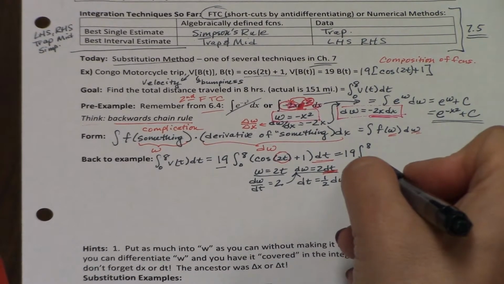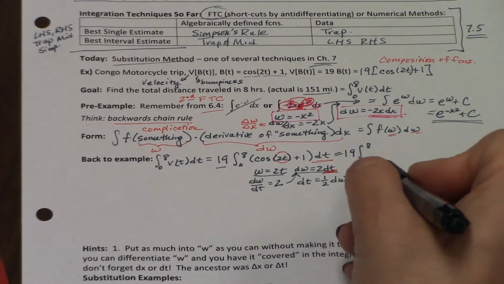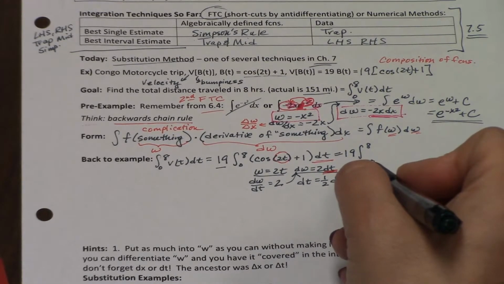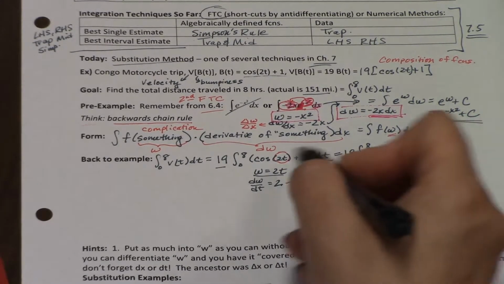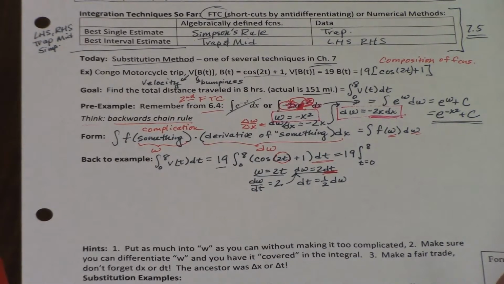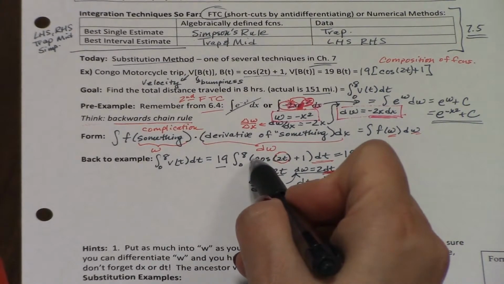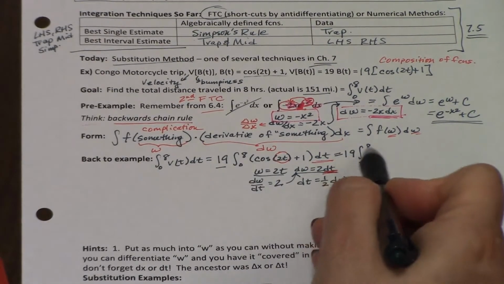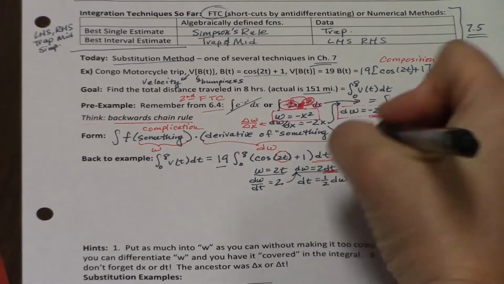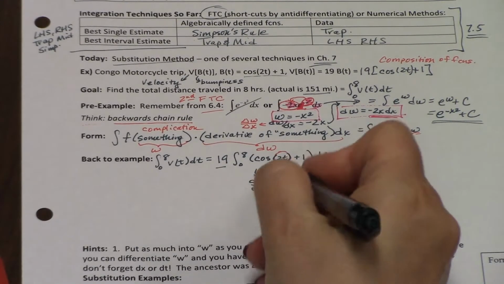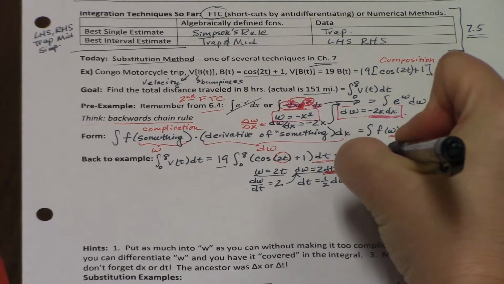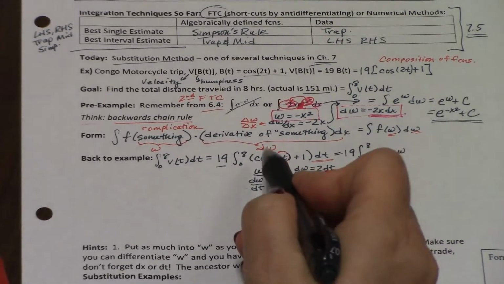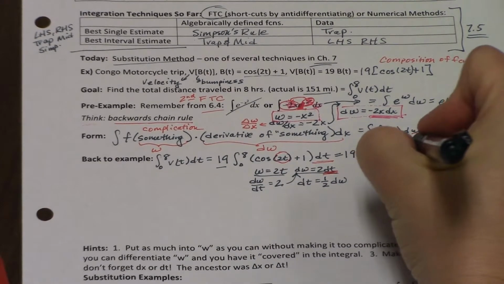But if we are going to leave those limits, those were in terms of t. So I need to write a little t here equal to 0, because the rest of the integral I'm going to turn into an integral in terms of w. So now I just start doing my transform. 19 was just 19. I've got my limits here. The next thing involved is cosine of 2t, which turns into cosine of w. The plus 1 is still just a plus 1.